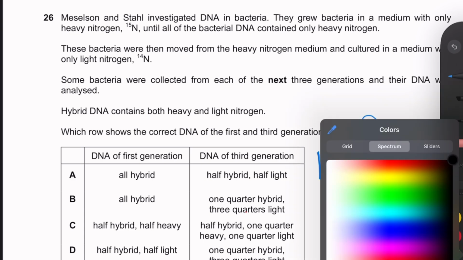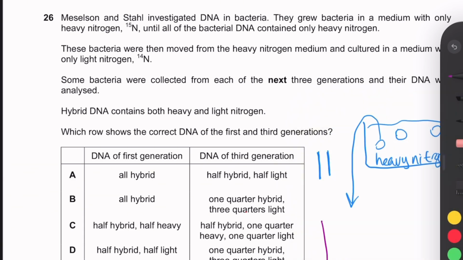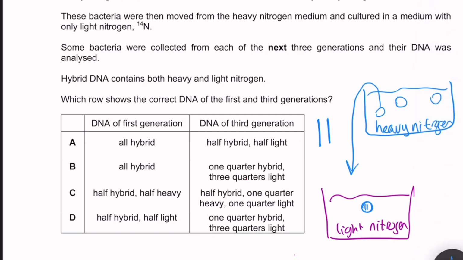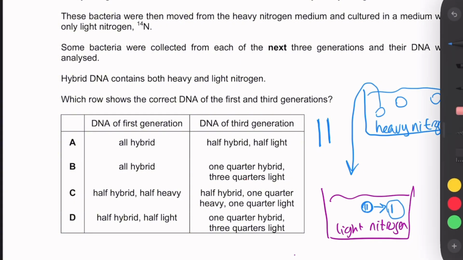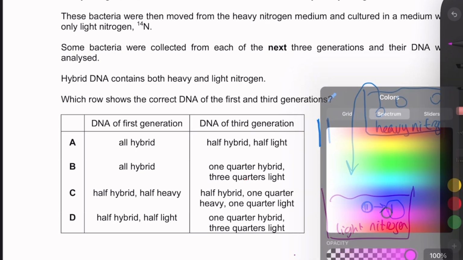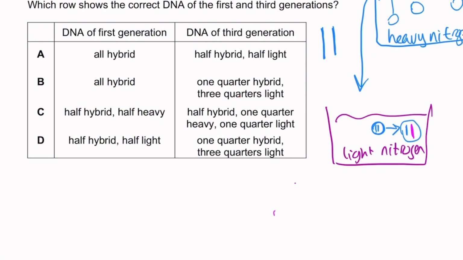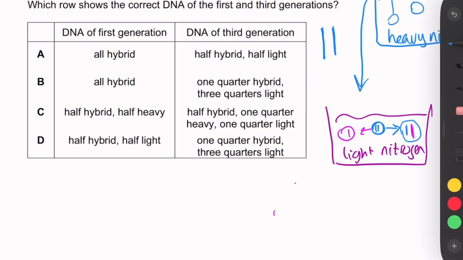Let's imagine it's something like this. This is the light nitrogen medium, and we put here a cell that had heavy nitrogen DNA, so the 2 chromosomes. Now we're going to have it replicate inside the light nitrogen medium, and it's going to produce a cell that has slightly different DNA because DNA replication is semi-conservative, and so we know that's going to be something like this. Because we obviously have 2 cells when it replicates, so one will be this color, the other one will be blue.